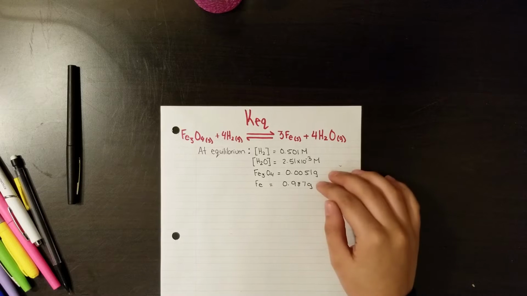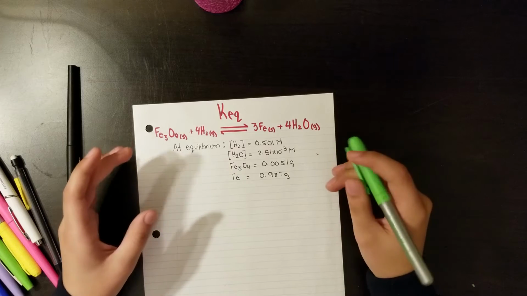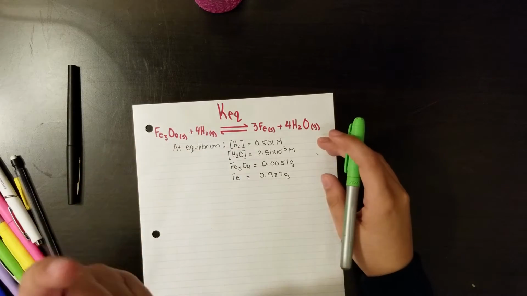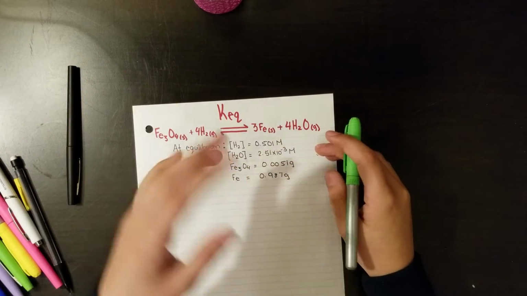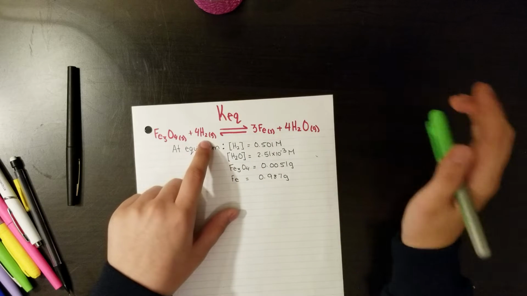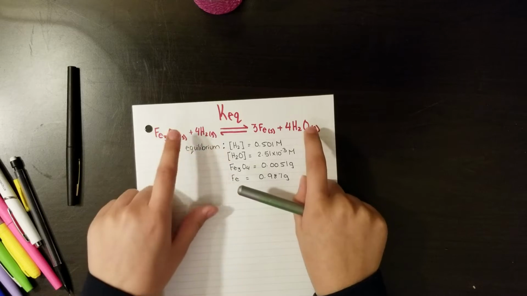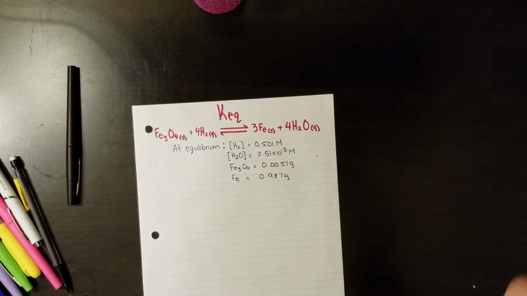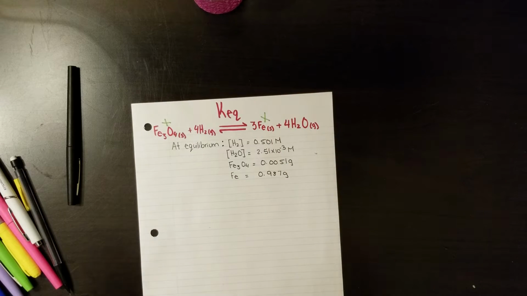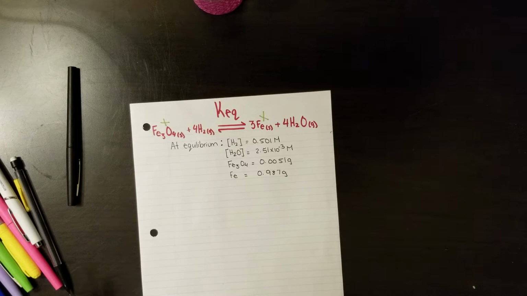So the first thing I'm going to do is think about this. I know my KEQ can only have anything that's gaseous or aqueous. So I'm going to look at my chemical reaction and say, okay, only this and this are gaseous. Nothing else is aqueous or gas. These two are solids, so these cannot be included in my KEQ. Okay, I know that now.